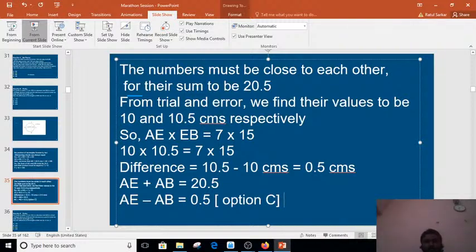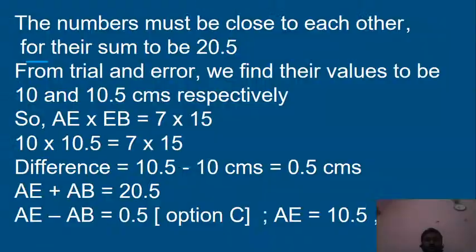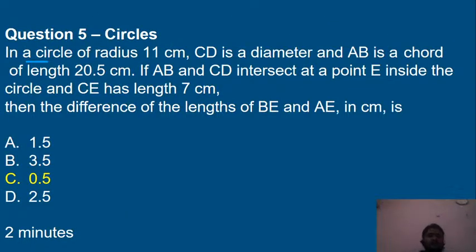Now you solve these two equations, you would find out that this equation gives me AE as 10.5 and AB as 10. You could have also seen it from multiple options, but I'm trying 0.5 because 0.5 is my option C and I'm assuming that it is the minimum. And then you get it that yes, this satisfies, so the answer is 0.5.